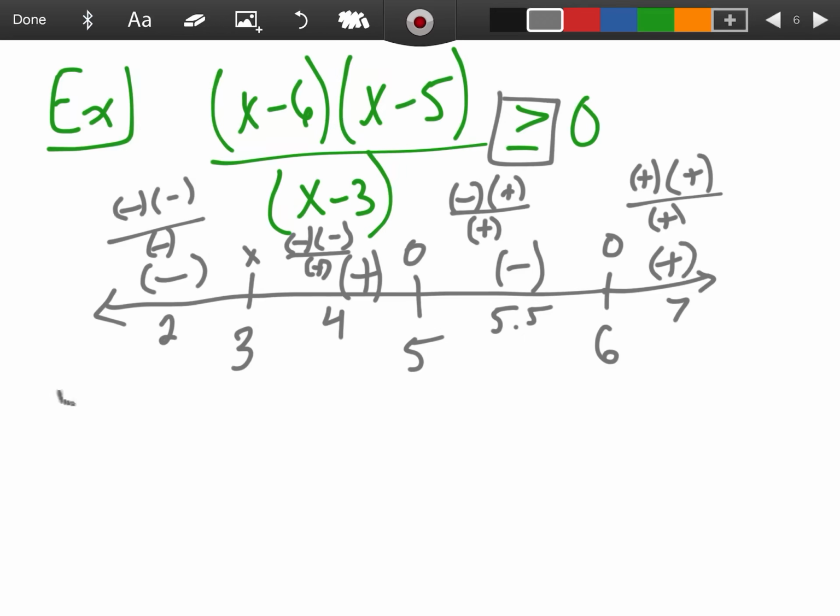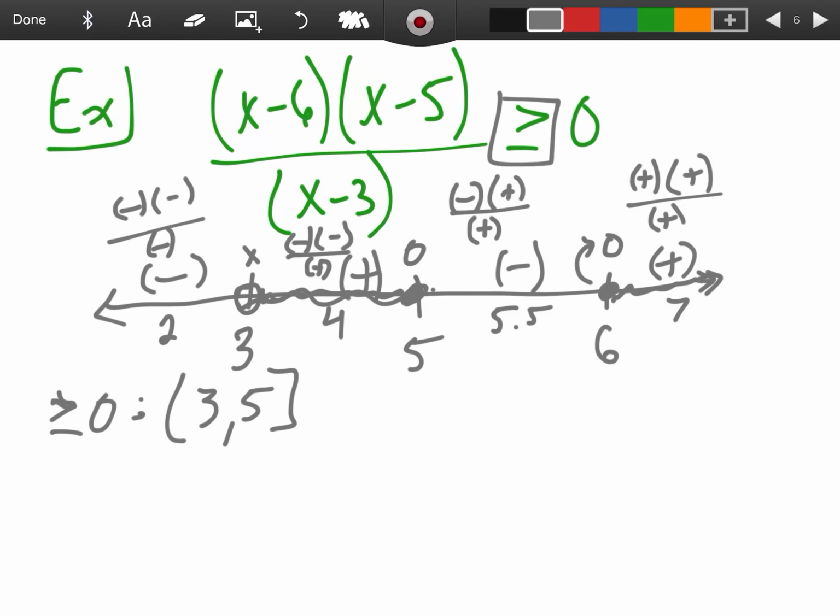So when is it greater than or equal to 0? From 3 to 5, we want to include the 5 and not include the 3. So from 3 to 5, bracket on the 5. And then we'll include 6 because 6 is also a 0, all the way up to infinity. So from 3 to 5, 6 to infinity.